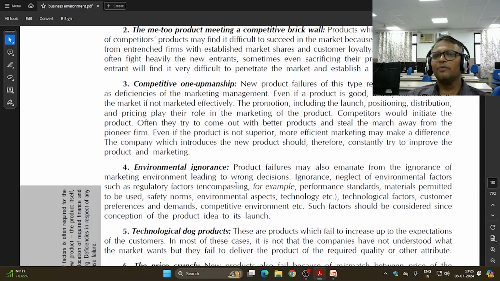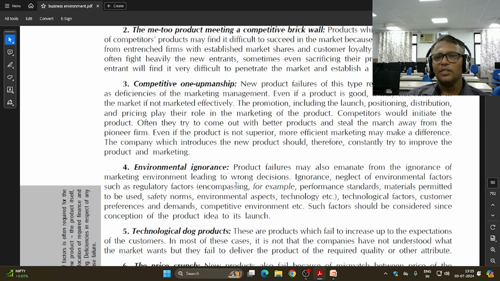Third is the competitive one of friendship. New product failures of this type result from factors such as deficiencies of marketing management. Even if the product is good, it will not succeed in the market if not marketed effectively. Thus, promotion, including the launch, positioning, distribution, and pricing, plays its role in the marketing of the product.